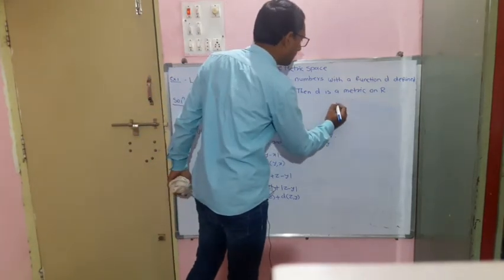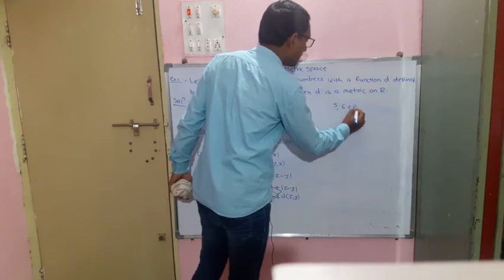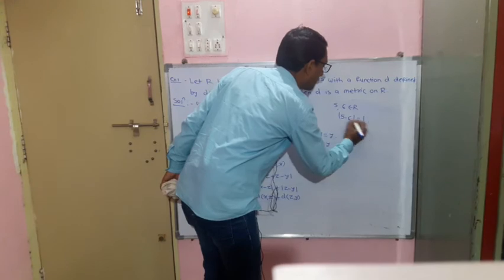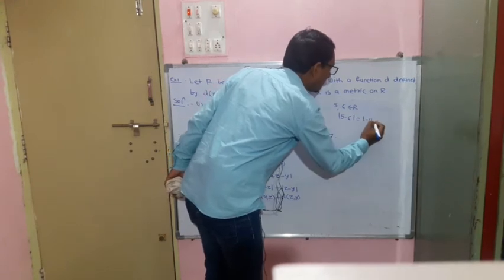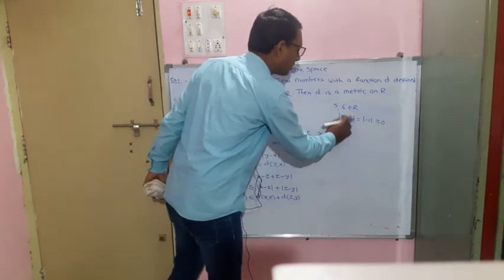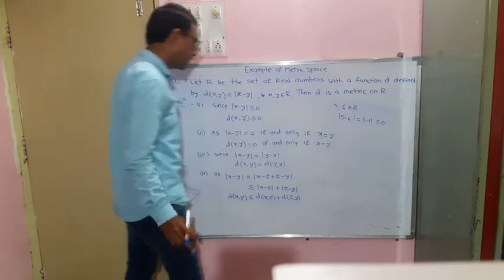Suppose I have 5 and 6. These are any real numbers, and here mod of 5 minus 6 is mod of minus 1, and again mod of minus 1 is greater than or equal to 0. So this is true for any two real numbers, that is, the modulus of the difference of two real numbers is greater than or equal to 0.